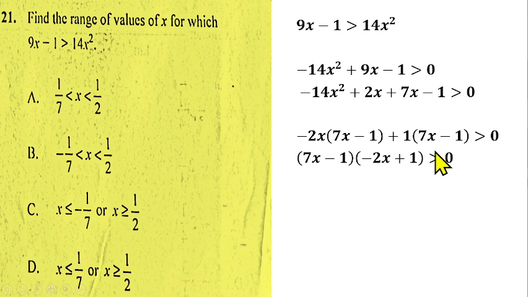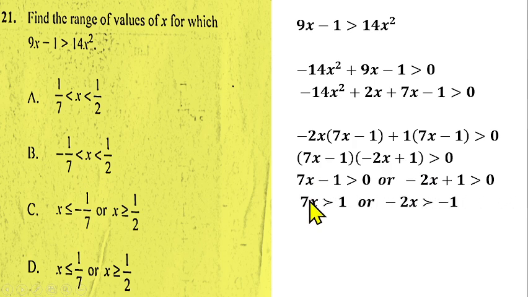And we know that the condition for greater than in quadratic inequalities means each of them is greater than 0, or each of them is less than 0. So this could be greater than 0, and this also could be greater than 0, or this will be less than 0, likewise this also will be less than 0. So that means we have 7x minus 1 greater than 0, or minus 2x plus 1 greater than 0. From there you can find our x. So you have 7x greater than 1, or minus 2x greater than minus 1.